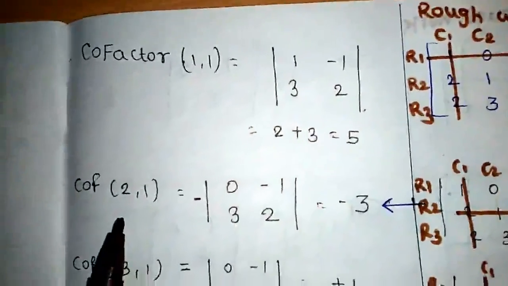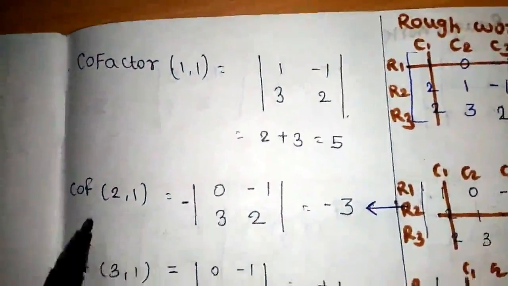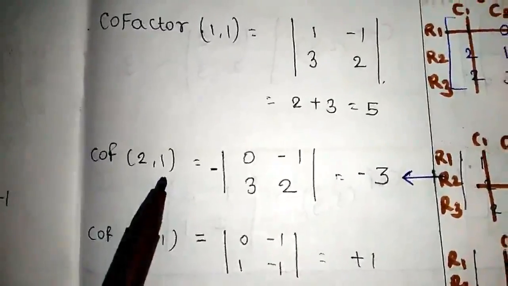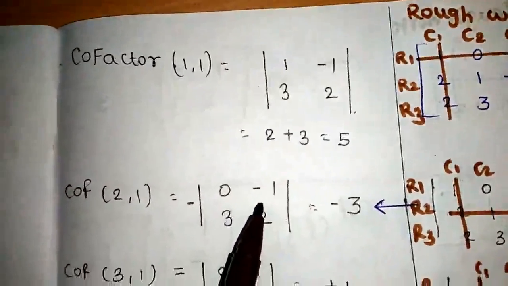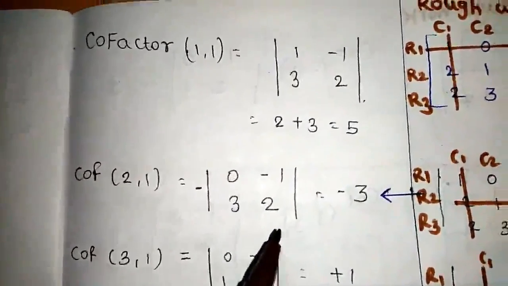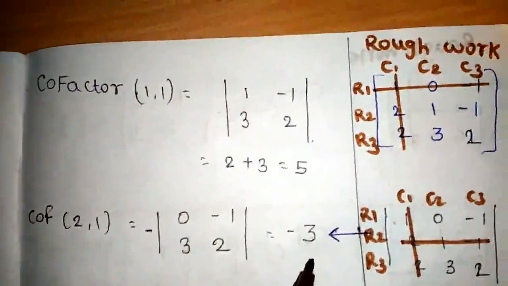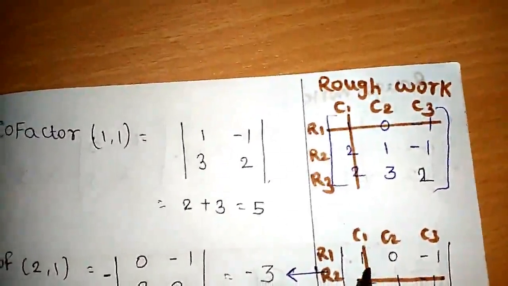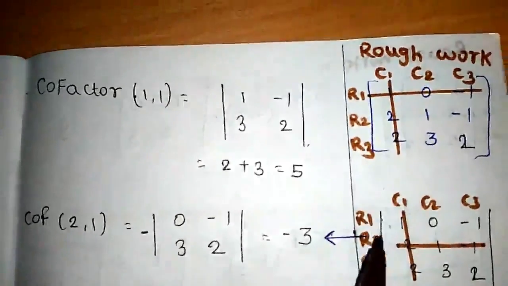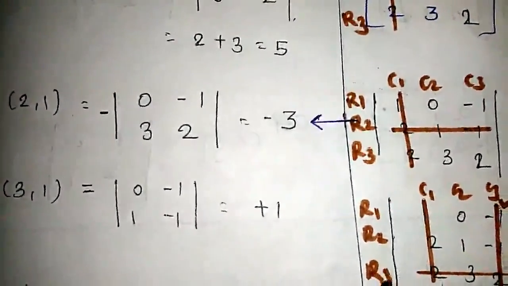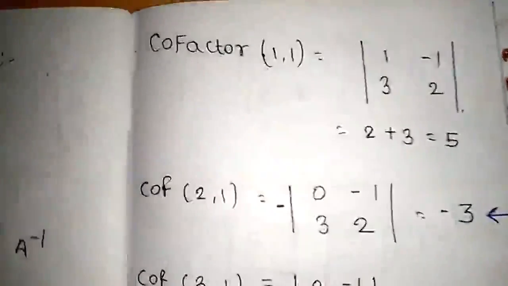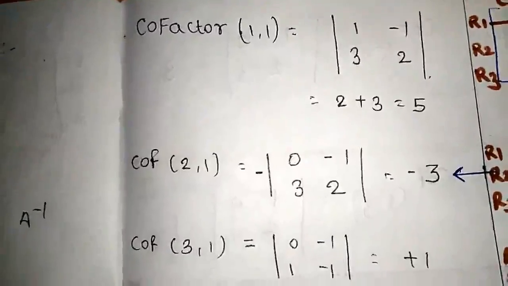Similar way I have to calculate cofactor of 2 1. So first value is row, second value is column. So minus of this 0 minus 1 3 minus 2. So this is minus 3. So similar way I am eliminating here second row, first column. Now for the cofactor of 3 1, I will eliminate third row and first column. So I will get 0 minus 1 1 minus 1, which is equal to plus 1.